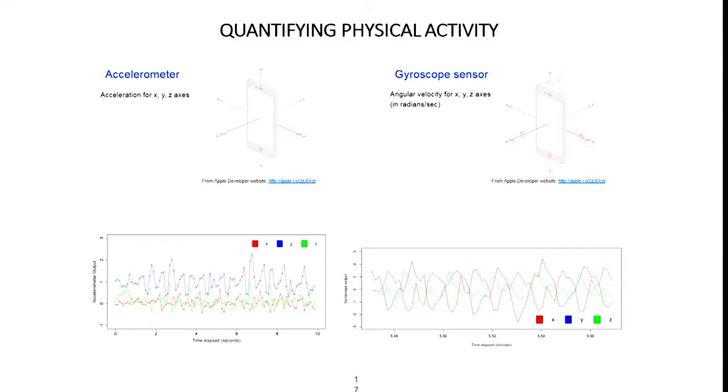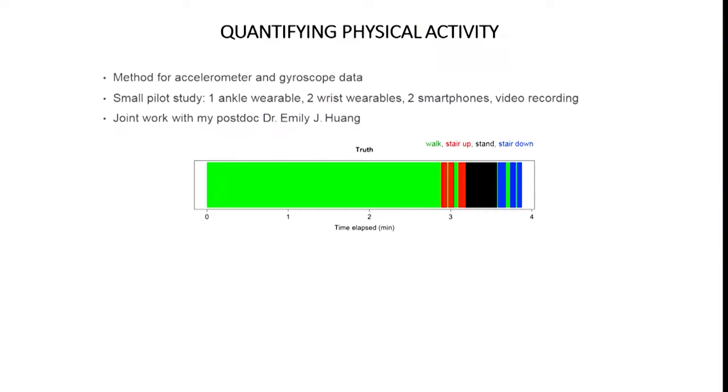All right, so let's look at two different kinds of sensors on the phone. All smartphones today have an accelerometer, which measures linear acceleration in three different directions. Also, almost all smartphones today have gyroscopes, so they measure angular velocity around three different axes. And we have here on the left and right a very simple 10-second sample of data from the accelerometer and from the gyroscope, just to give you a sense of what these data might look like in practice.